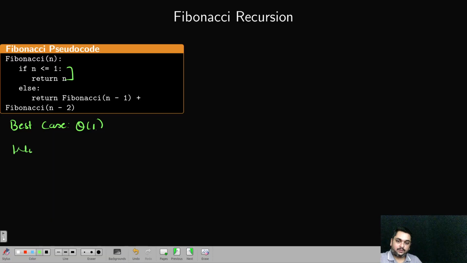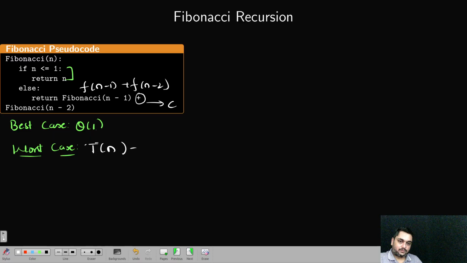Else I'll check the worst case analysis. What can be the worst case? Return Fibonacci of n-1 plus Fibonacci of n-2. For simplicity, I'll call it f(n-1) plus f(n-2). Then what is the basic operation it is performing? Some addition, only one addition, so it takes constant time inside. What is the recurrence relation? I can write T(n) is equal to, splitting into 2, T(n-1) plus T(n-2) plus some constant c. Now you solve the recurrence relation.